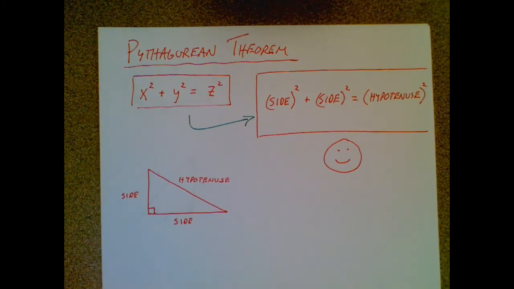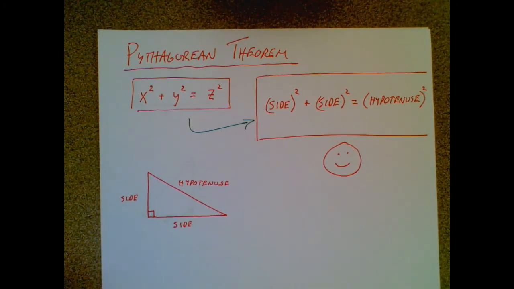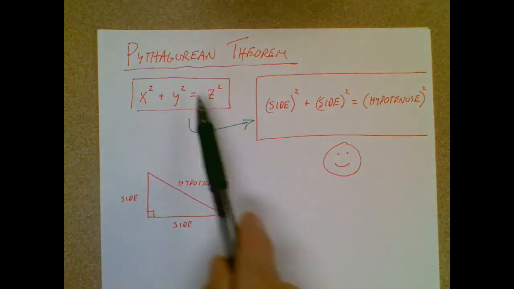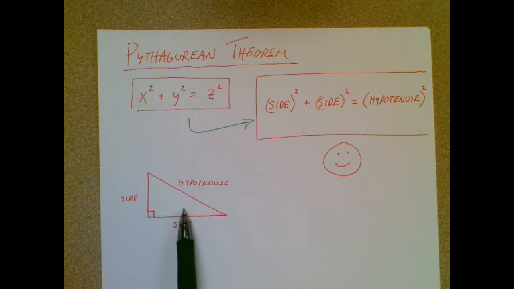Now what is this thing doing for us? This thing is helping us find missing sides of a right triangle. So we'll use the Pythagorean theorem when we have a right triangle, a triangle with a 90-degree angle.